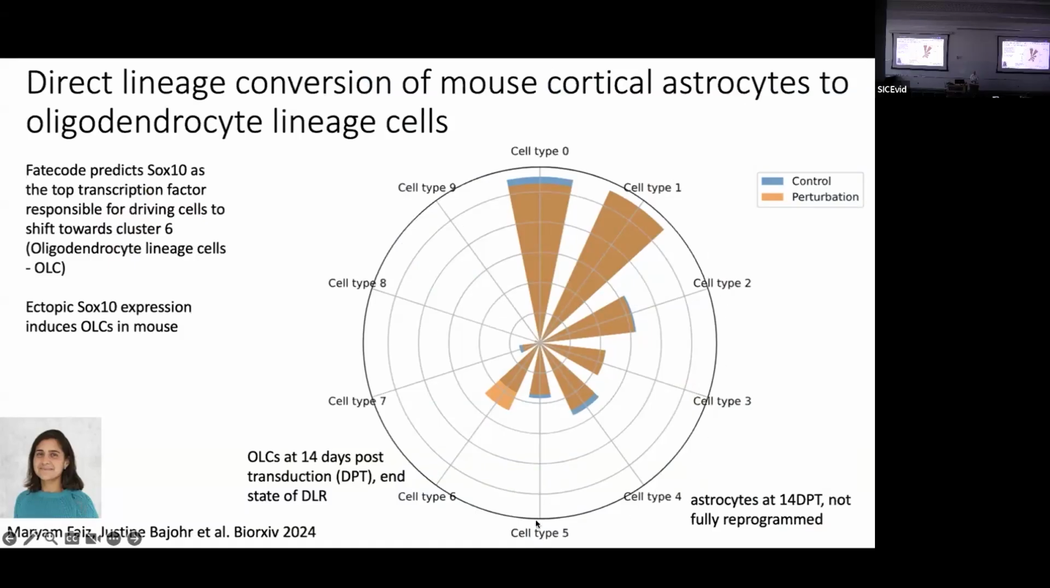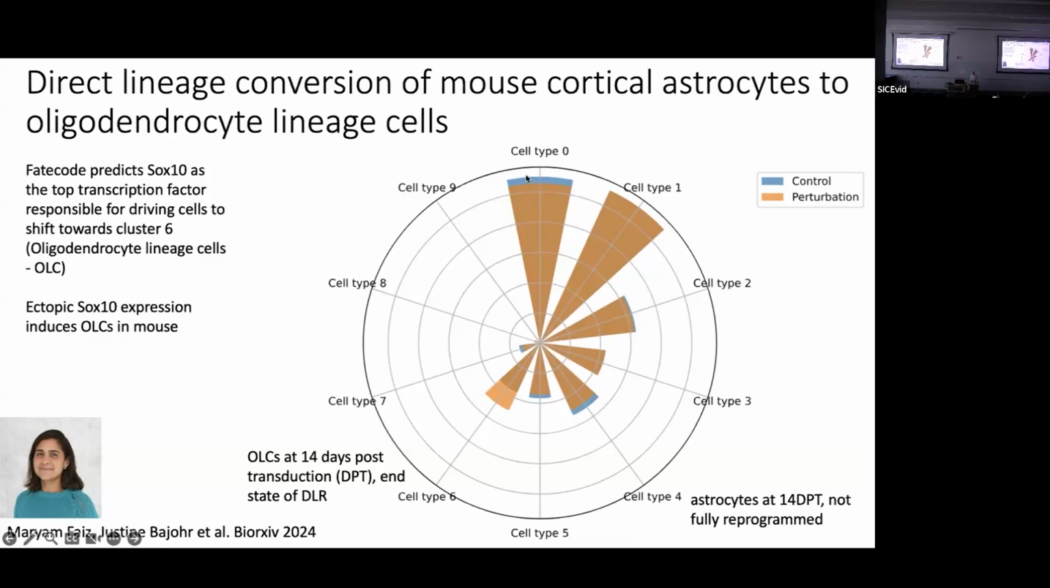And then when we apply FateCode, we can find a condition that converts. So this is the target cell type that they're interested in. And we found a perturbation that predicts a gene expression matrix where there are more of these cells. And there are fewer cells of some of these other cell types.